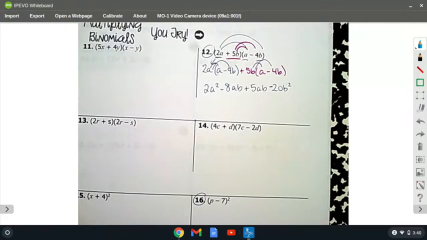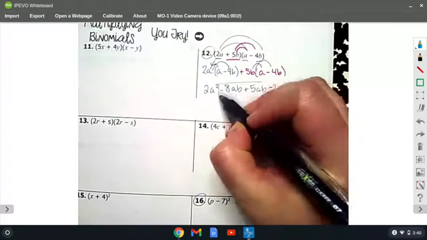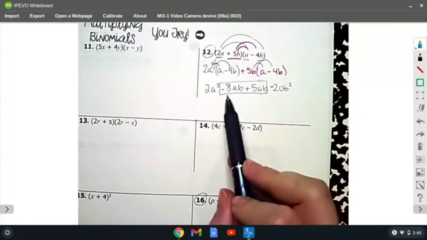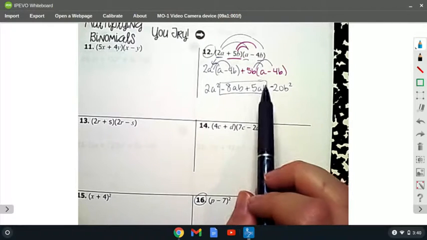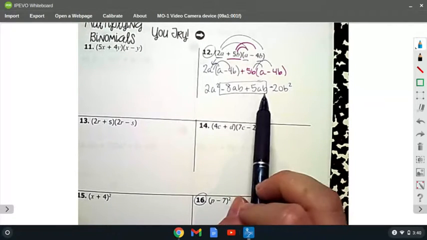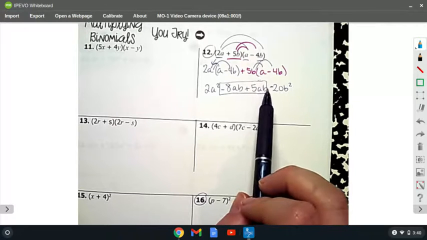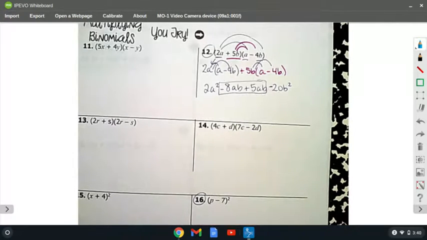Okay, now I do have a pair of like terms here. They're right in the middle. I have negative 8ab plus 5ab. Now this is where if you had put ba, you could have gotten into some trouble. These are like terms, but if you had switched it around and wrote ba, you could have got confused and thought they weren't. So you got to pay attention.